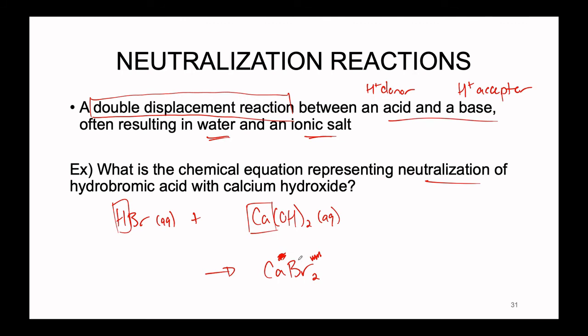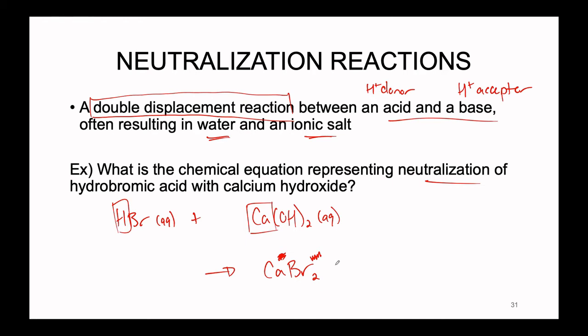Calcium bromide will have 2 bromines for every 1 calcium. In order to determine whether this is aqueous, a solid, or a precipitate, we're going to have to go back and check out our solubility list. So yes, we always have to take into account solubility for our products.